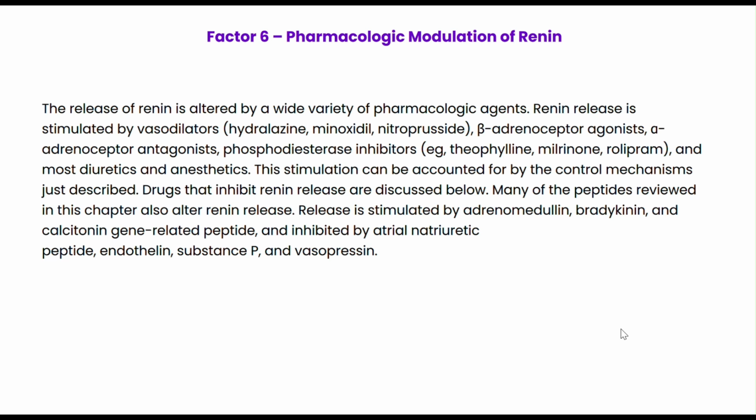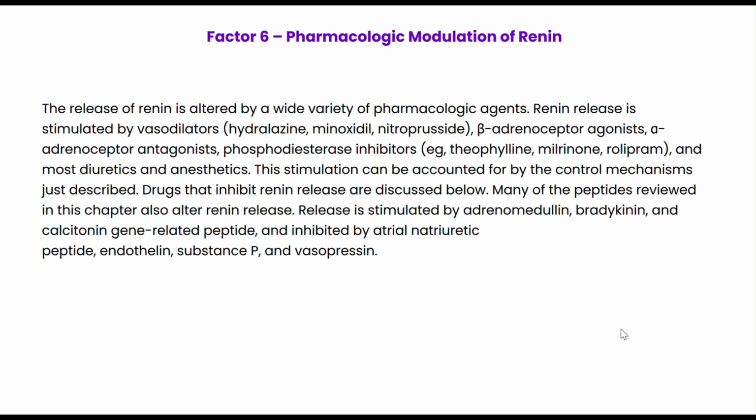Now the drugs that decrease the renin release. These drugs suppress the renin release, often to manage the blood pressure or heart conditions. Among these, ACE inhibitors, or angiotensin converting enzyme inhibitors, drugs like enalapril, block the conversion of angiotensin 1 to angiotensin 2. This interrupts the negative feedback loop and reduces the stimulus for renin release.